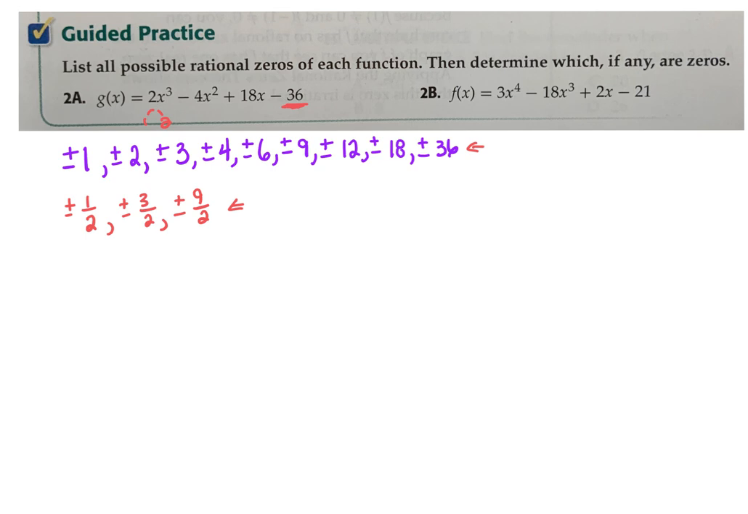So you could, but you need to reduce them. So you don't want to leave it as like 6 halves. Don't do that. Reduce it. So it'll be 36 over 2, that's 18, but I've already listed 18. You don't have to put it again. Okay. Does that make sense? You just have to list it once.